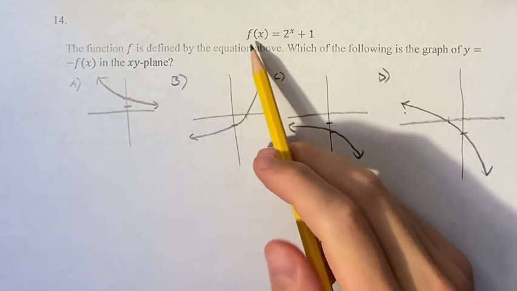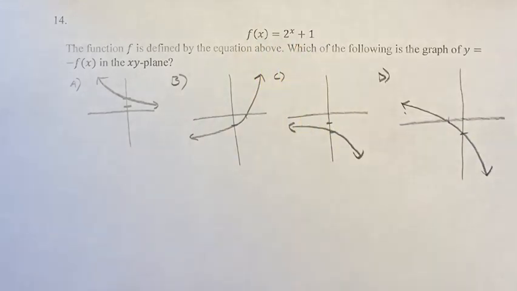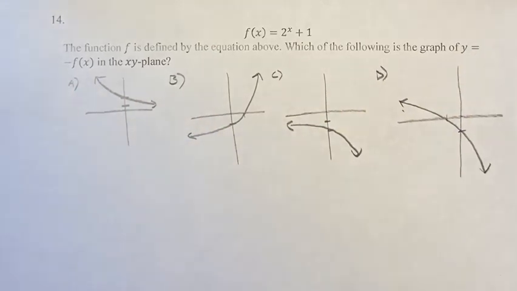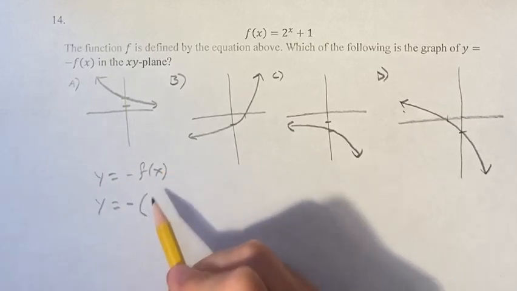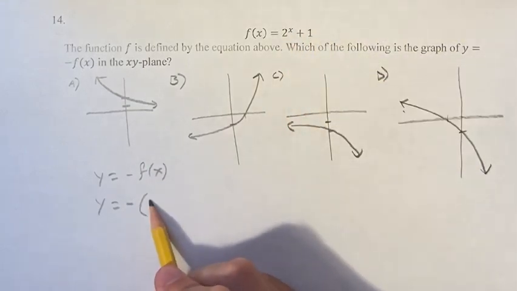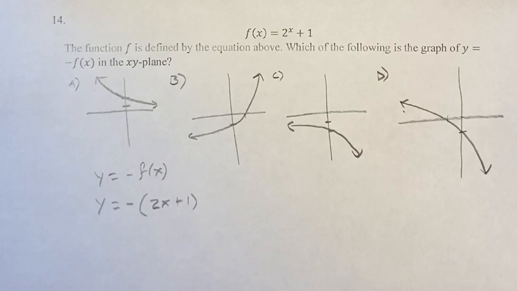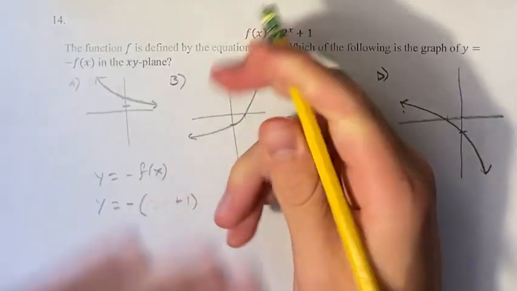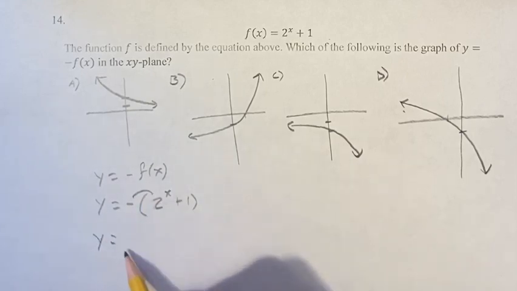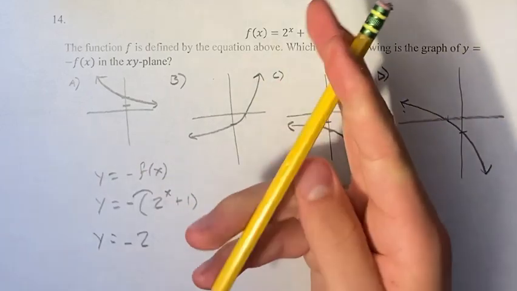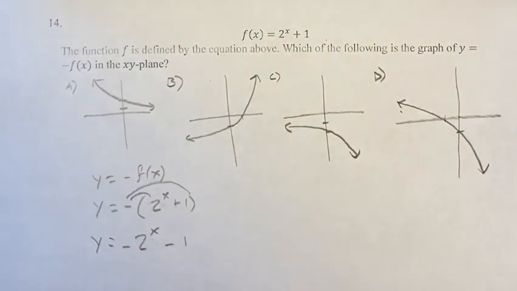In this problem, we're given that the function f is equal to 2 to the x plus 1. And given this, we're asked to find the graph of y is equal to negative f of x. So before we do that, we actually have to find what the equation is. So if y is equal to negative f of x, y is equal to negative, then f of x is equal to 2 to the x plus 1. And if we distribute that negative, we get negative 2 to the x minus 1 is going to be the equation of one of these graphs.